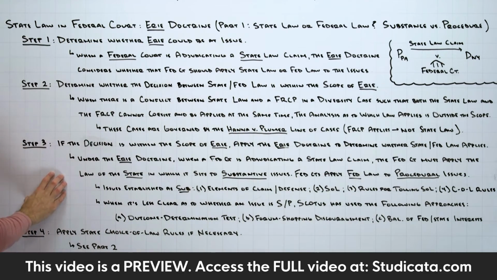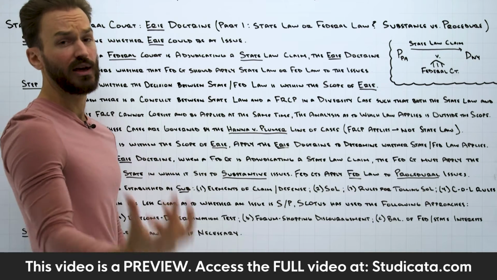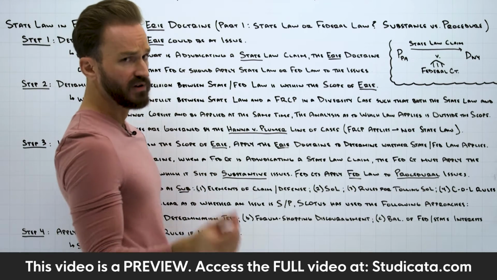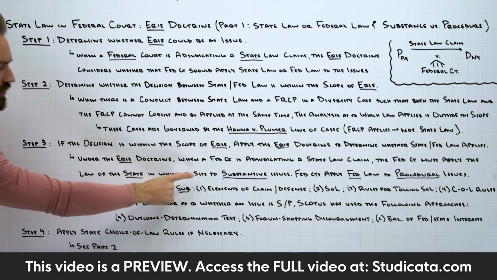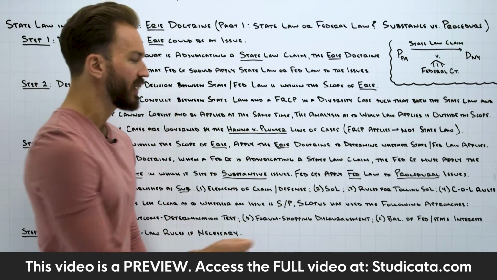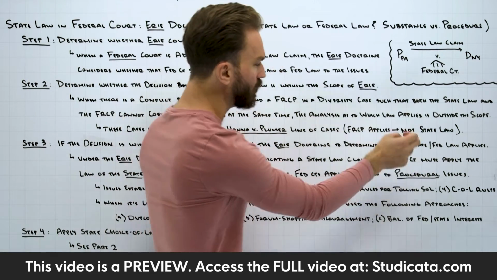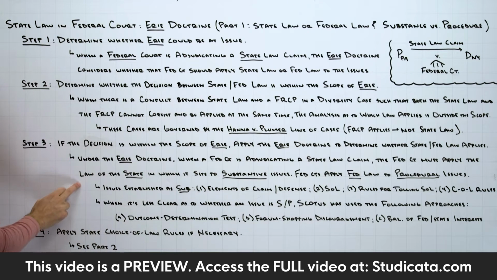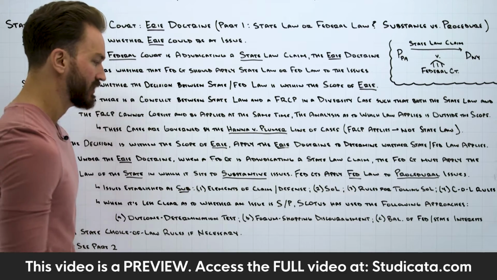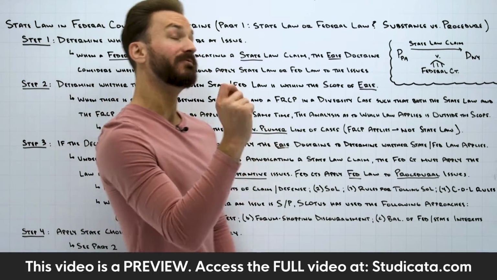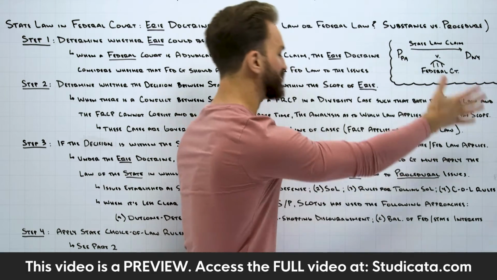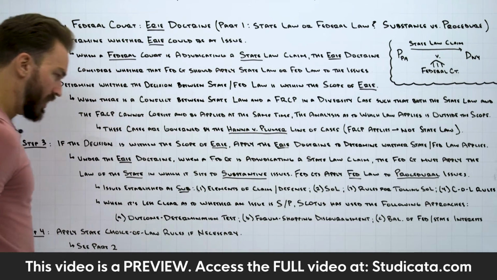Okay, and the actual rule here under the Erie Doctrine from Erie Railroad v. Tompkins, remember, is pretty straightforward. Under the Erie Doctrine, when a federal court is adjudicating a state law claim, the federal court must apply the law of the state in which it sits to substantive issues. But of course, we know federal courts apply federal law to procedural issues.